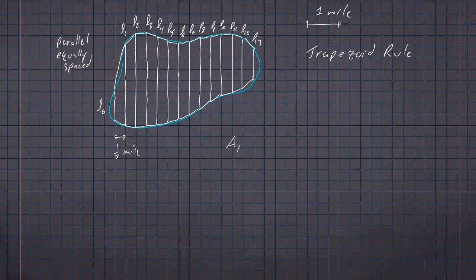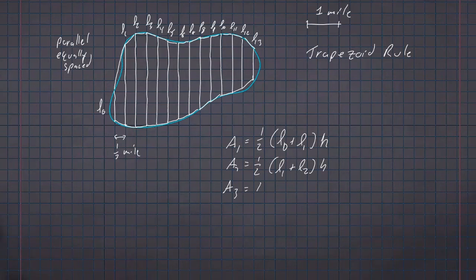So the area of a trapezoid is 1/2 times the sum of the two parallel bases that make up the trapezoid times the height, the distance between them, which in this case is a width. We'll call that h. So A2 is 1/2 (L1 plus L2) times h. A3 is 1/2 times (L2 plus L3) times h, and so on down the list.